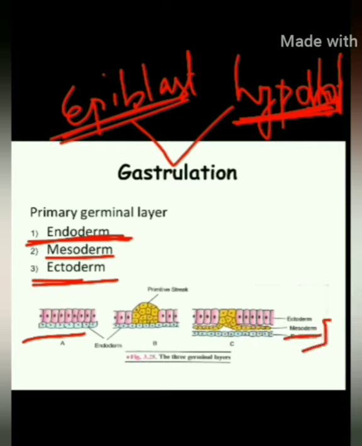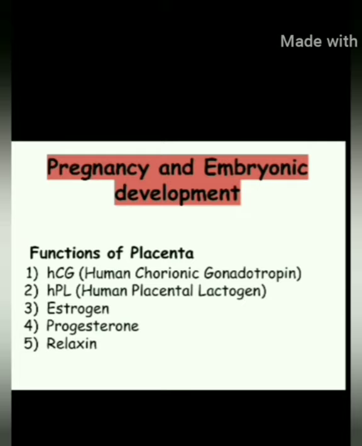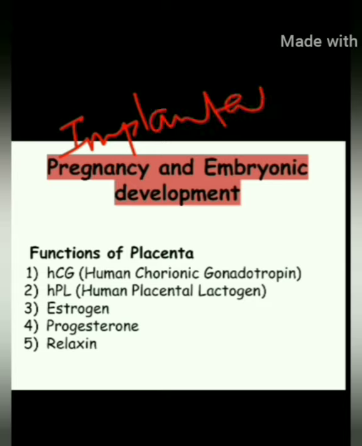And what is the role of these layers? See, the whole human body is made up of these three layers. Whatever organs and tissues are made, they are ultimately made from these three germ layers. So our whole body is made up of these three. Now have a look at it. If implantation occurs, that ensures the pregnancy.